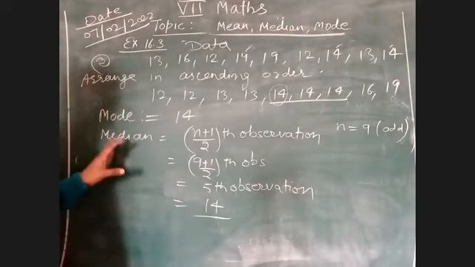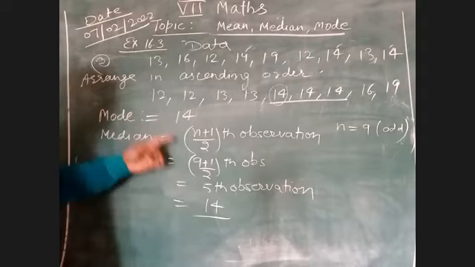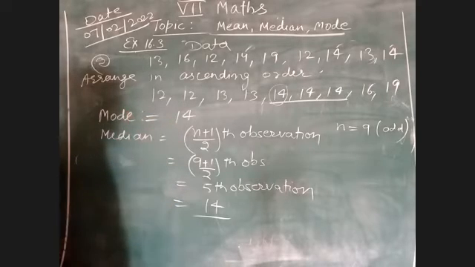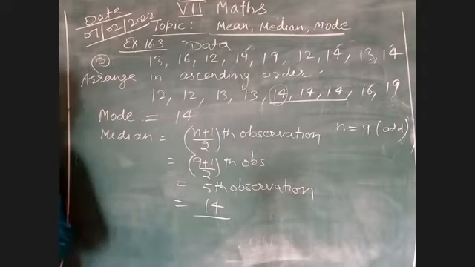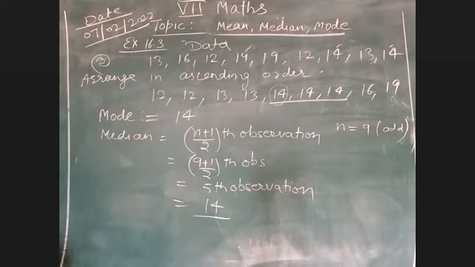So this question is giving you an idea. Mode and median will be the same value in this question. So median will be 14. Now we will analyze the next question, fourth question.